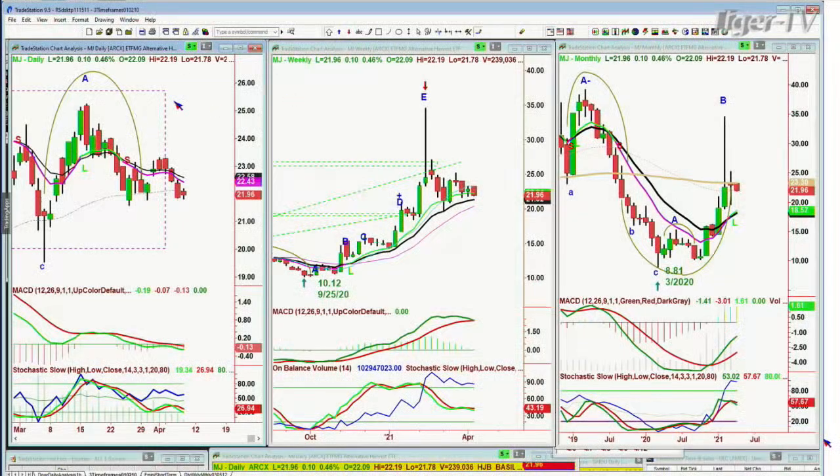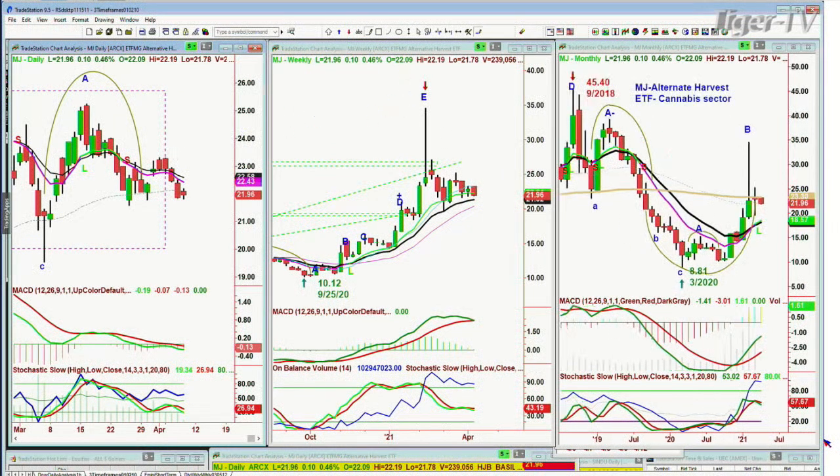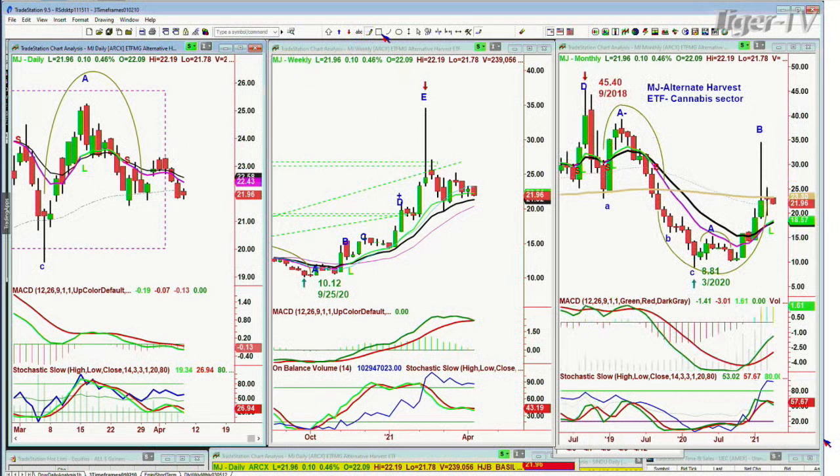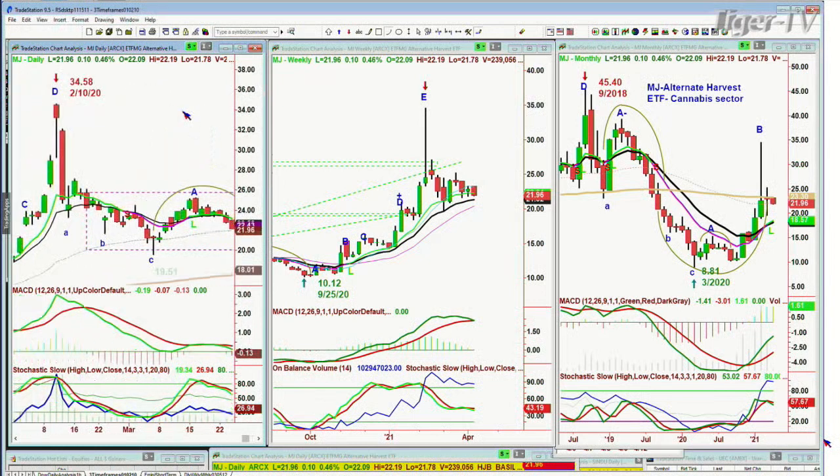A question came in about MJ. MJ is the Alternative Harvest, a cannabis ETF, again in a sideways trading band, trading at 21.96. It's going to find favor at some point this year, and it's going to really have a good move. But in the meantime, it's had a spectacular move, almost as if some fund was buying these things.